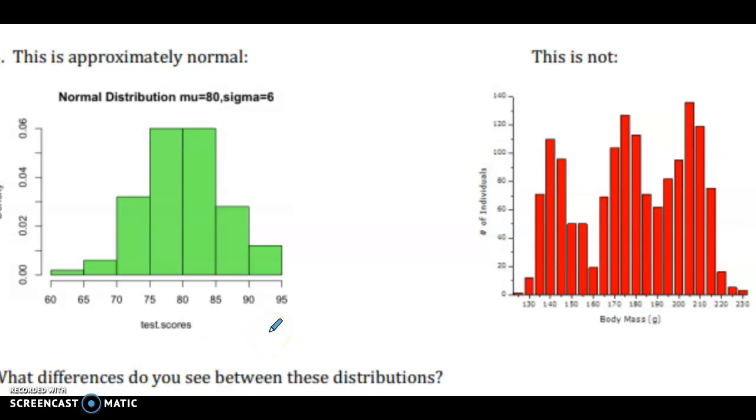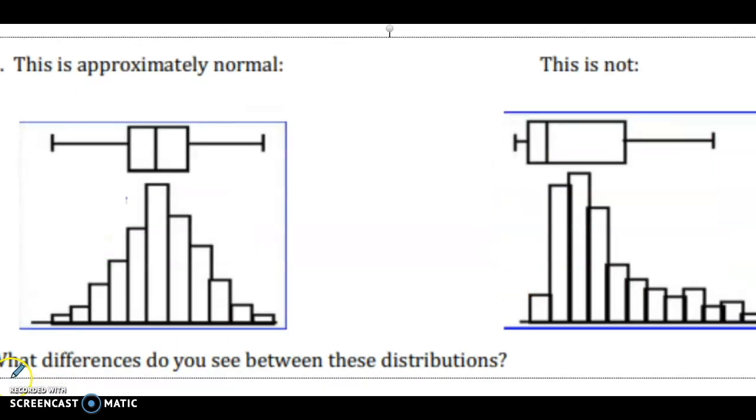Okay, so notice the one on the left is symmetrical. It also has a nice bell curve to it. The one on the right is not symmetrical at all. It doesn't have one node. It has several nodes in it. This actually has 3. We call it trimodal. So obviously not a uniform distribution or a normal distribution.